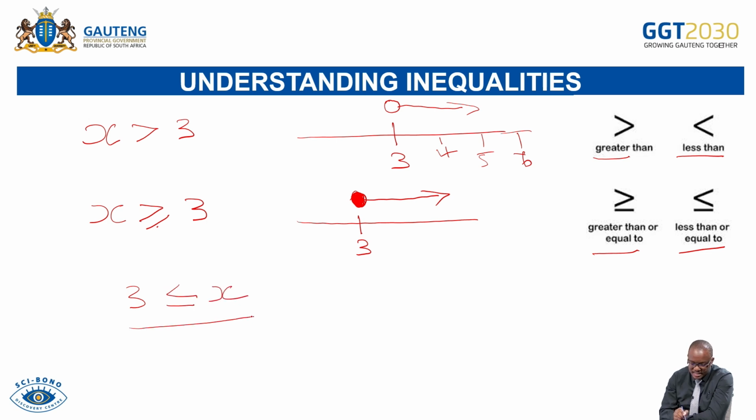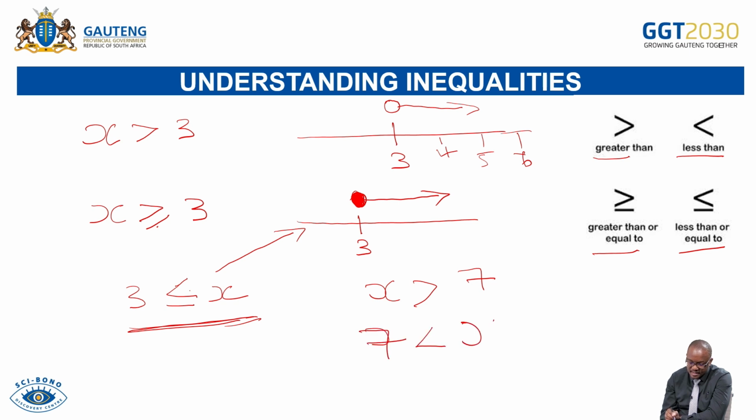Then we can have another way where you write it as 3 less than or equal to x. This still says 3 is less than or equal to x, which means x is greater or equal to 3. In this way, we're saying x is greater or equal to 3. Correct? Then we know that even when we write it in graphical form, we are going to use the very same graphic.